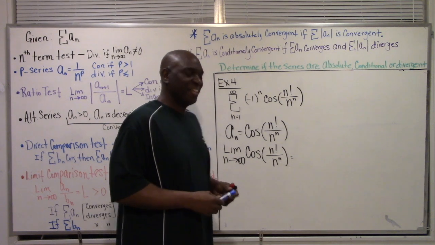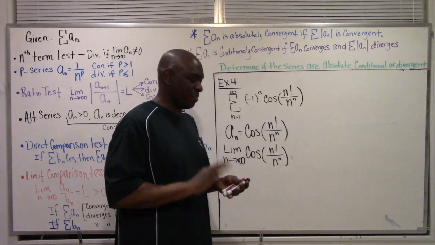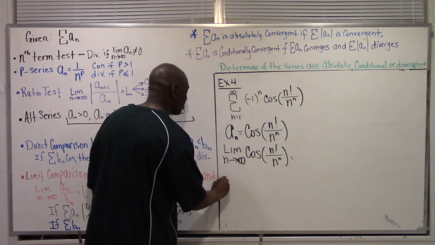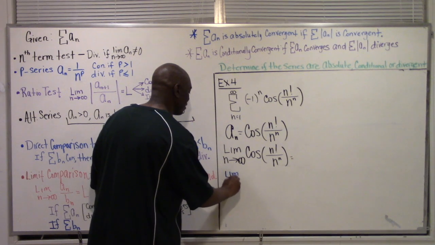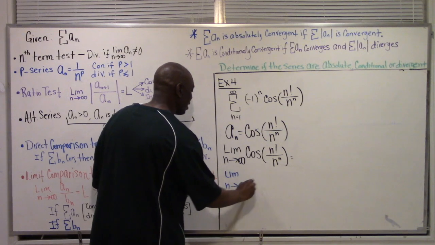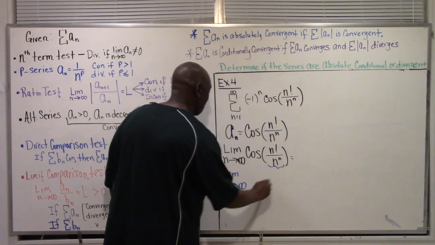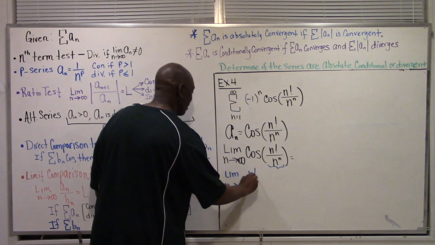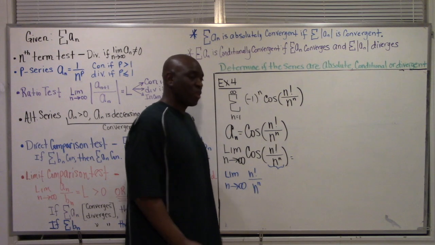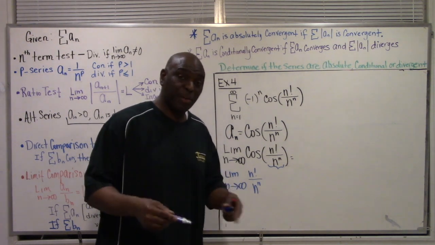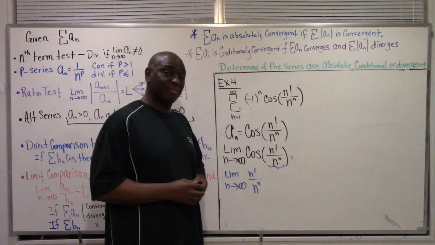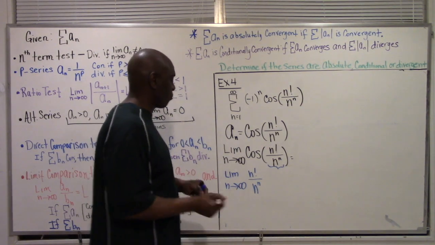Step 1. Why don't we consider the limit as n goes to infinity of just the argument, n factorial over n to the power of n, and go back to the comparative growth rates. Let's look at the comparative growth rates.